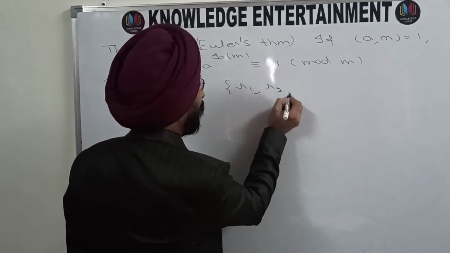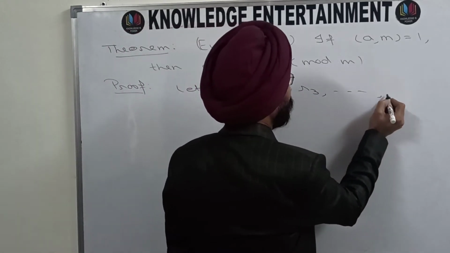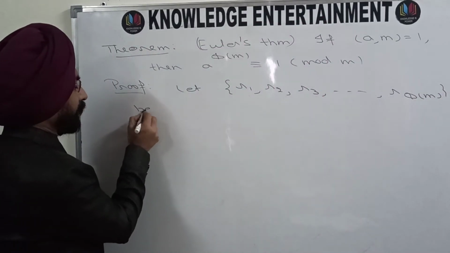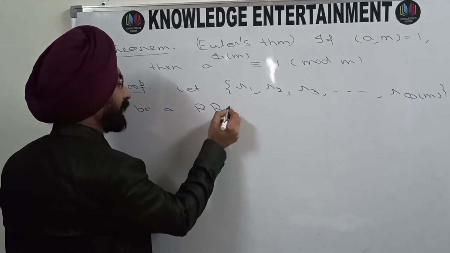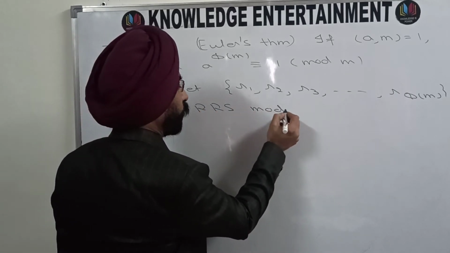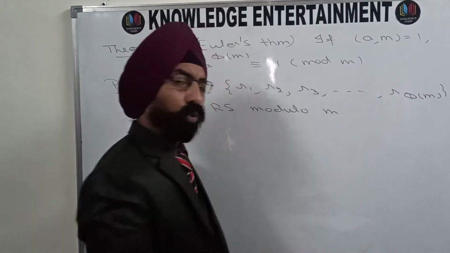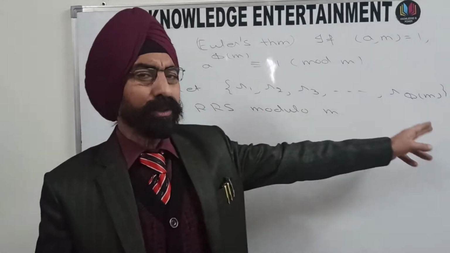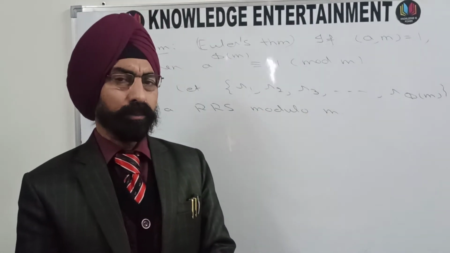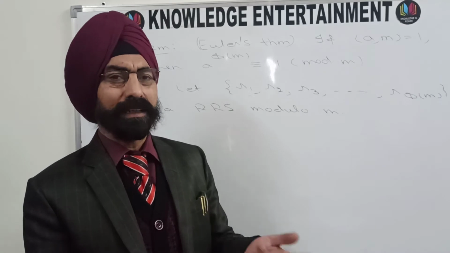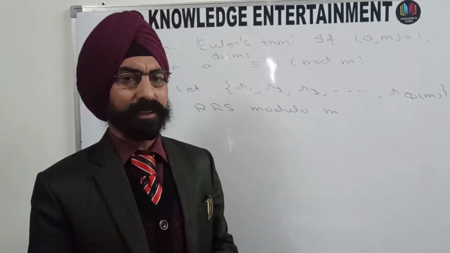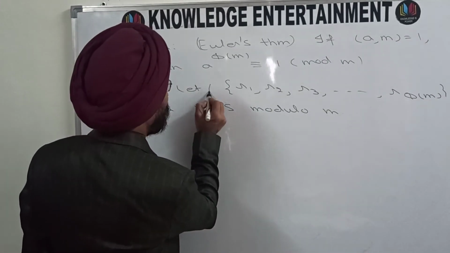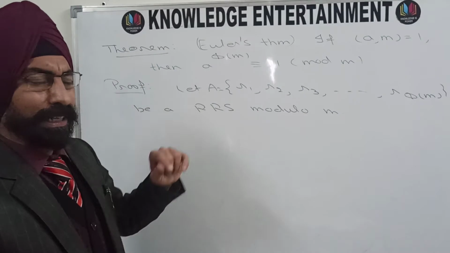r1, r2, r3 and so on up to r phi(m) be a reduced residue system modulo m. Why have I taken the last one as r phi(m)? Because the total number of members of the reduced residue system modulo m is phi(m), as per the definition of Euler's function phi. Let us denote this set by A.